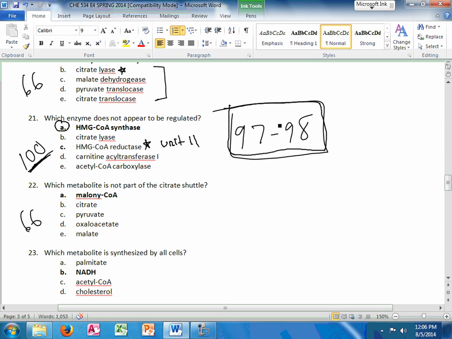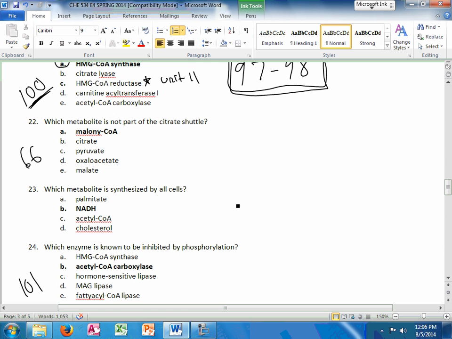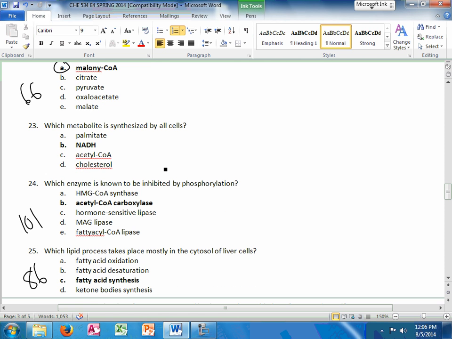Which metabolite is not part of the citrate shuttle? Another question, so make sure you have that memorized. Malonyl-CoA. Which metabolite is synthesized by all cells? Hopefully you could answer this one on the first test, because this is used in glycolysis. Glycolysis is happening in all cells.